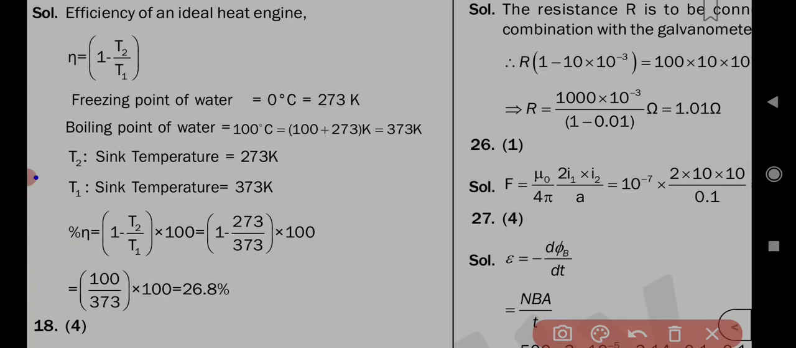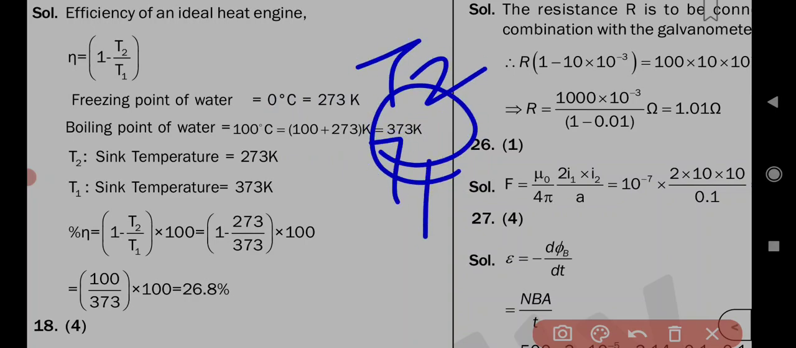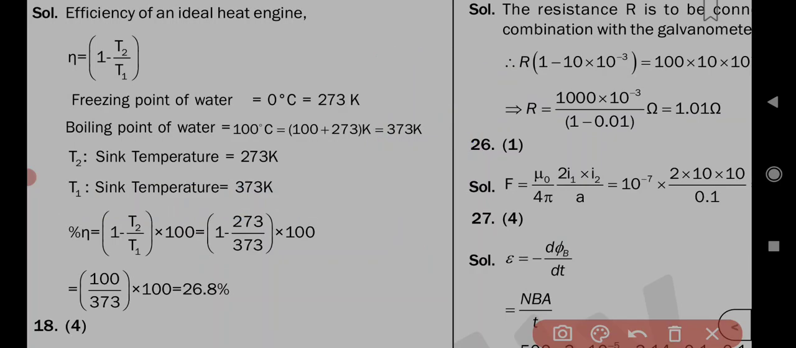So look at this. Freezing point of water is how much? 0 degrees Celsius, that is 273 Kelvin. Boiling point of water is 100 degrees Celsius, so 100 plus 273 is 373 Kelvin. So the source is 373 K, T1, and the sink is T2, which is 273 K.